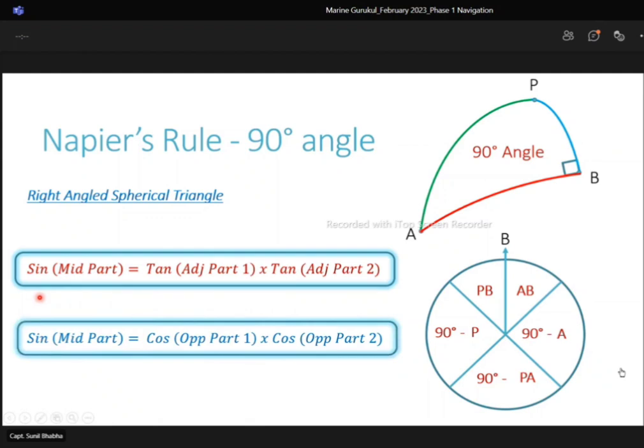Now when we look at these formulas, they use the terms middle part, adjacent part, and opposite part. So a doubt arises in our mind: what is this middle part, what is the adjacent part, and what is the opposite part? We will see the application of Napier's rule in the coming slides, and then these middle, adjacent, and opposite parts will become clear in your mind.